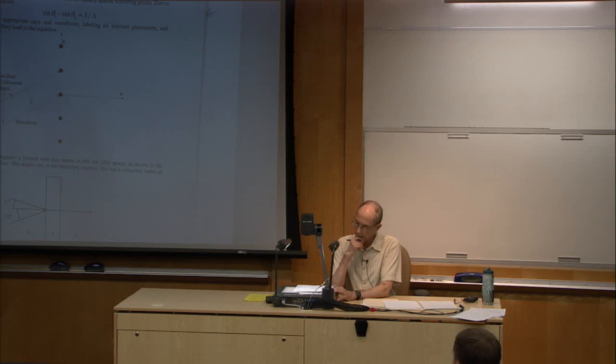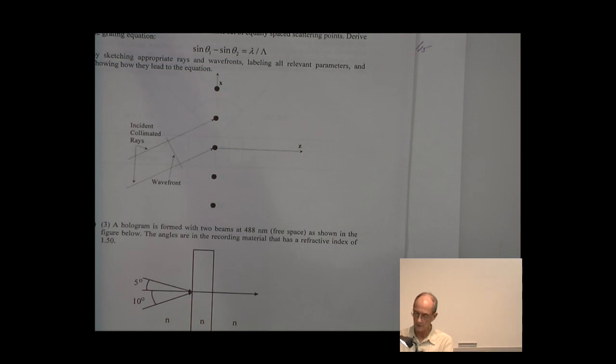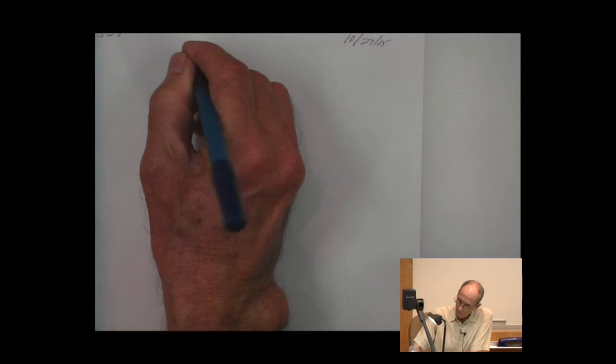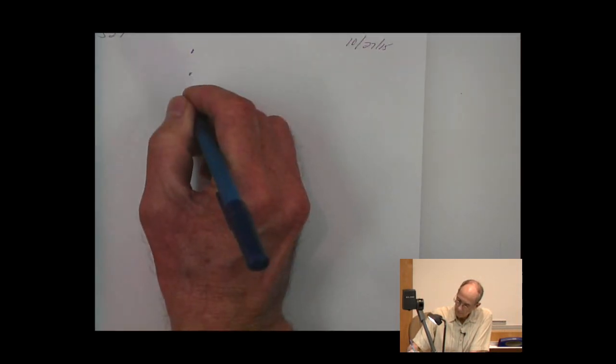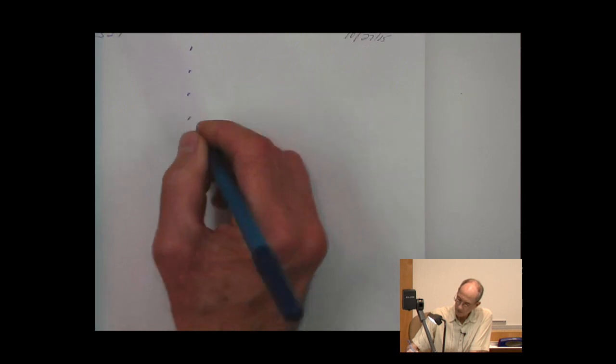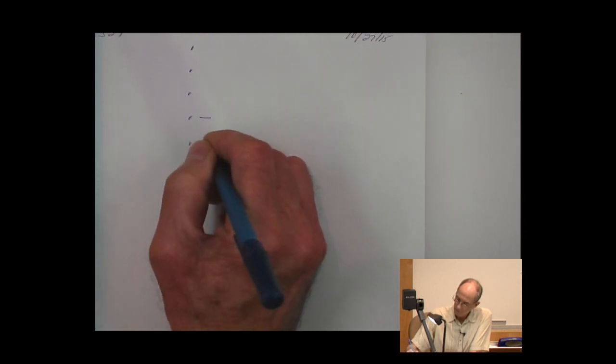We have a diagram of a set of point scatterers, seemingly periodic. And then I want you to derive the grating equation. Here I ask you to sketch appropriate rays and wavefronts, labeling all relevant parameters, showing how they lead to the equation. So basically I'm asking you to derive the grating equation. And so we did that, again, looking at this set of point scatterers. They have some period of separation.